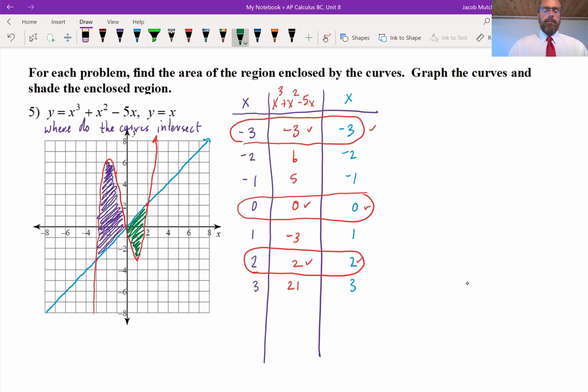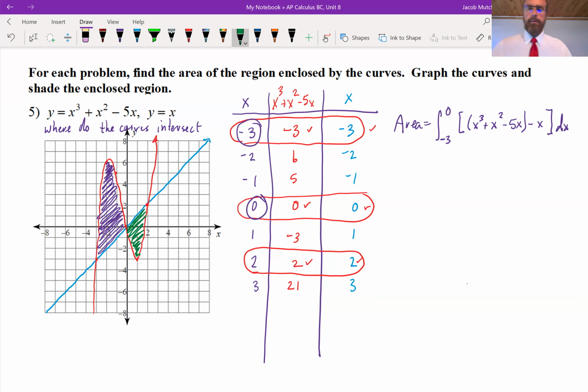Now, to respond to the fact that when I set up my integral, my f of x needs to be greater than my g of x, I have to write two separate intervals. So let's set it up here. My first integral is going to be that purple region. So I'll write here area equals the integration. I'm just picking up from my table. My x value is -3 to 0. And I'm going to put my function that has the greater y value first. So the one that's going to do that for us is this cubic function. So it's going to be x cubed plus x squared minus 5x minus the lower function x dx. And that's the region we've shaded there in the purple.